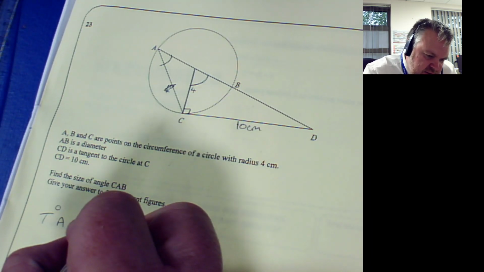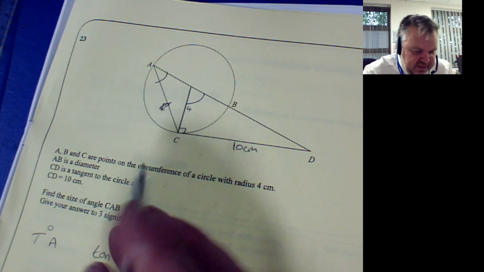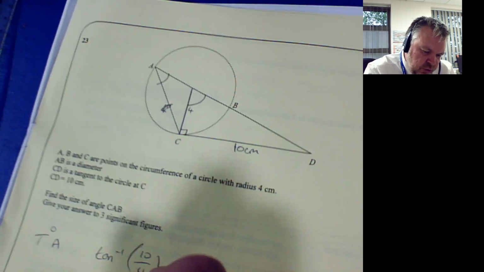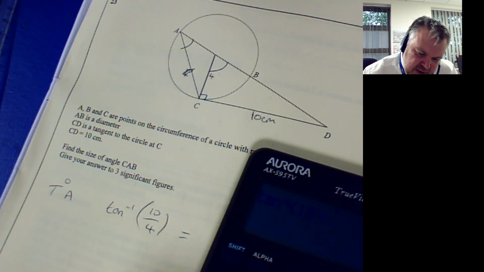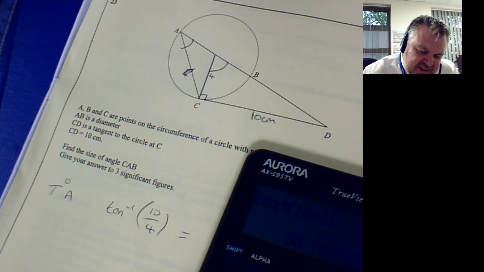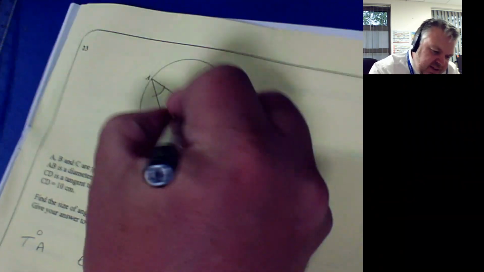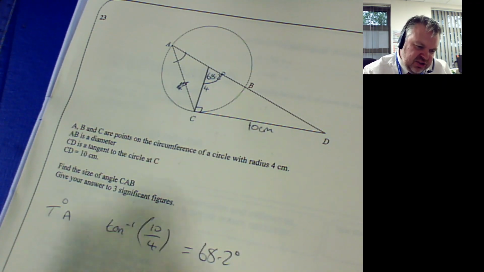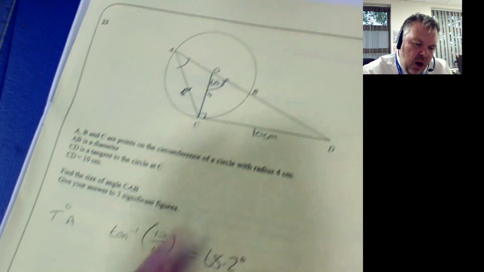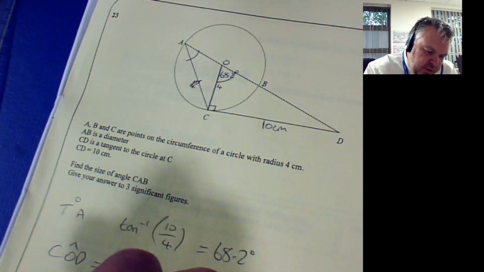I've got tan to the -1 of opposite 10 over adjacent 4. Again, just using my calculator at this point, tan to the -1 of 10 divided by 4 gives me 68.2 degrees. So this angle is 68.2 degrees, and I'm going to label it on here as C, O, D. The angle COD is 68.2 degrees.